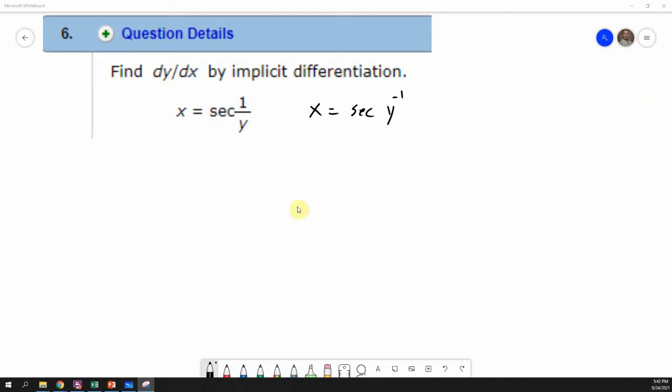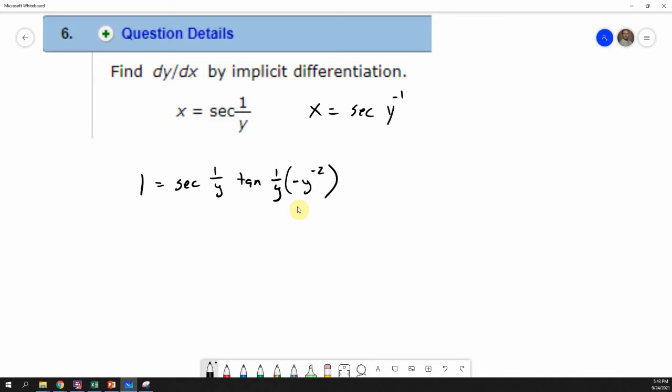We're going to have, let's see, secant of 1 over y. So the derivative of secant is, well, first off, the derivative of x is 1. The derivative of secant is secant tangent. So it would be secant 1 over y tangent 1 over y, and then times the derivative of y to the negative 1, which would be negative y decreased by 1, so negative 2.